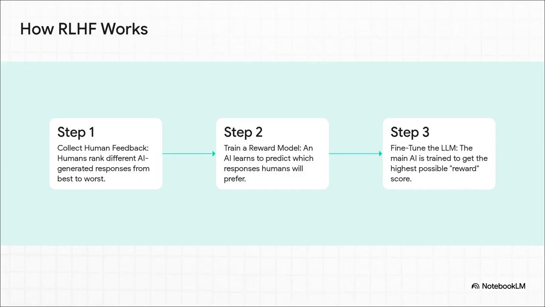And the way RLHF works is pretty fascinating. It starts with real people. These human evaluators look at a bunch of different AI-generated responses to the same prompt, and they rank them from best to worst. Then, all of that ranking data is used to train a whole separate AI called a reward model. Its only job is to learn how to predict which answers the humans will like the most. So this reward model basically becomes a judge or a coach for the main LLM, training it to generate responses that will get the highest possible score for being helpful and harmless.